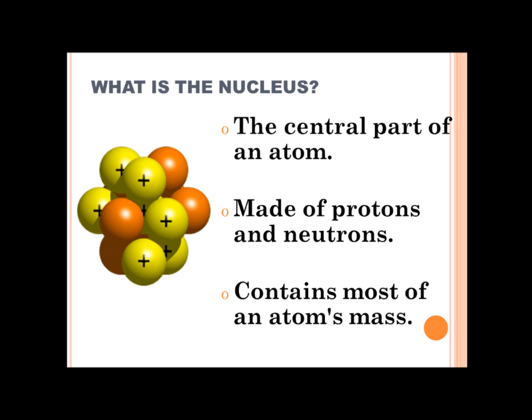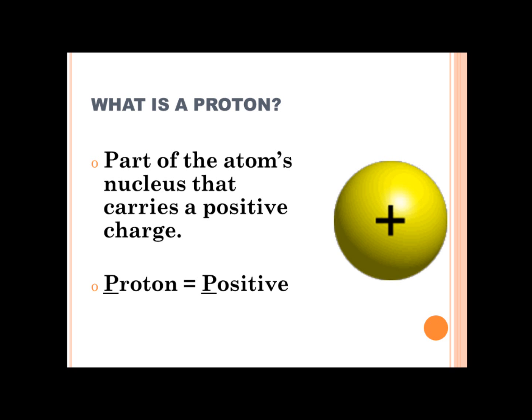All right, so one of the things in the nucleus is a proton. And a proton is the part of the atom's nucleus that carries a positive charge. So in this picture, I want you to draw this next to the definition and just draw a circle with a plus sign, so you'll remember that it's positive. And I like to remember that protons are positive because they both start with P. So if you can remember proton, positive, you'll be good to go.